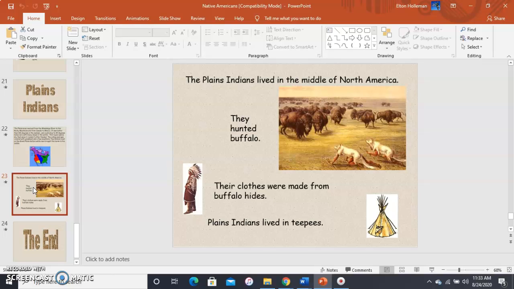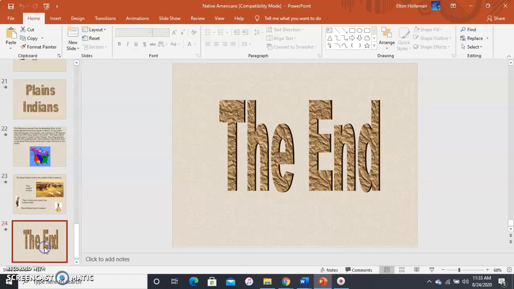Plains Indians, as you see, lived in the middle of North America. They will hunt buffalo. Their clothes were made from buffalo hides. Plains Indians lived in teepees. And they were known for being very quick to pack up everything that belonged to them in this world and be gone extremely quick. They could move from place to place, and for the most part, they were nomadic. They followed the hunt. So that's a little bit about Native Americans to help you out. I hope it did. And next we'll be talking about exploration.